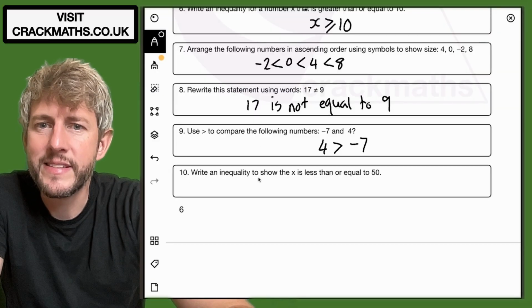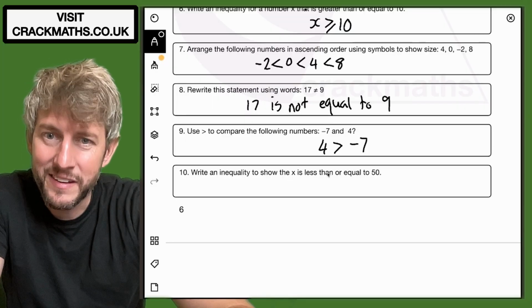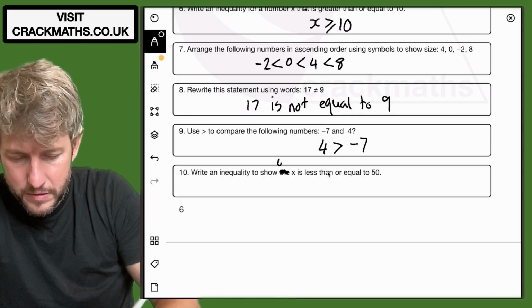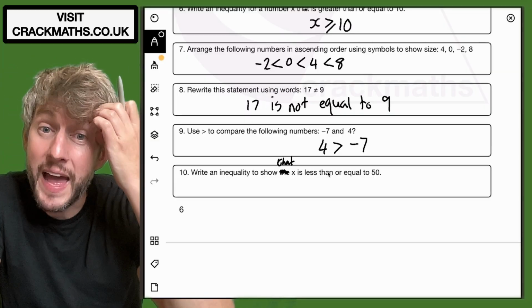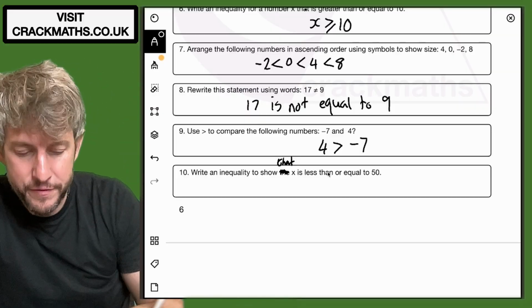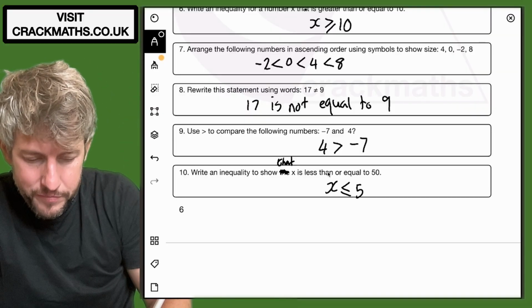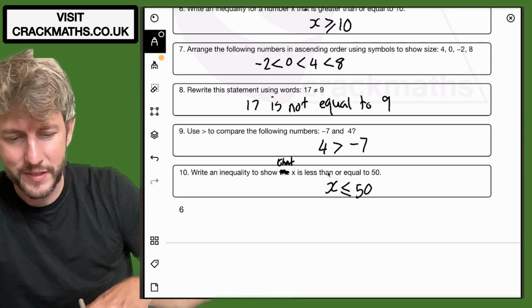Write an inequality to show that x is less than or equal to 50. Okay, I'm just going to change that. So x is less than or equal to 50. Okay, great. Right, here we go.